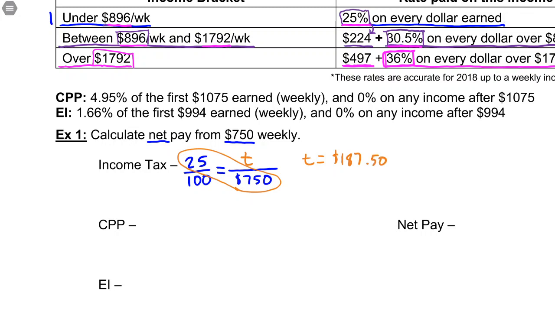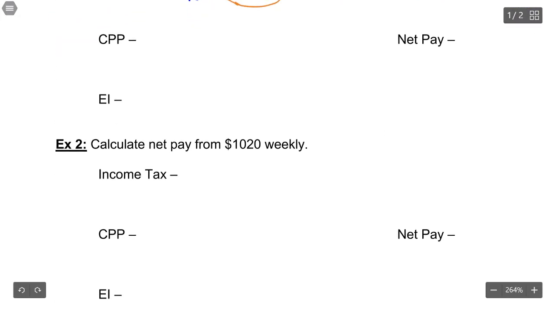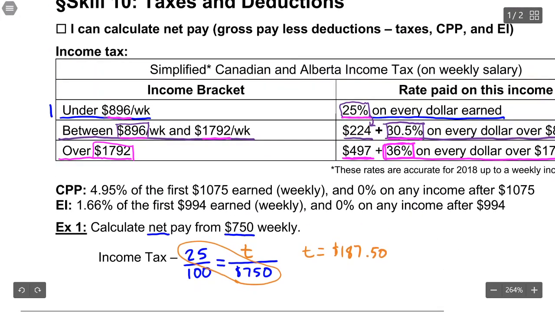Okay, let's try another example. Then we'll talk about CPP and EI. So what if you earn $1020 weekly? Let's go back up to our table. $1020 weekly is this bracket here. It's over $896, and it is less than $1,792.